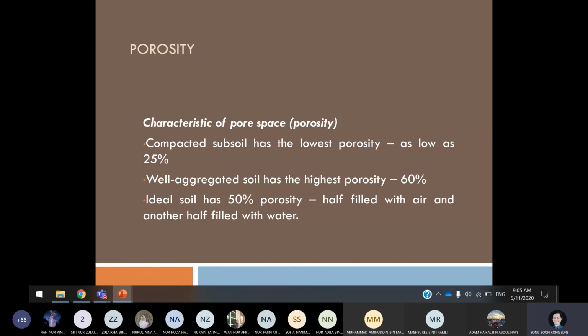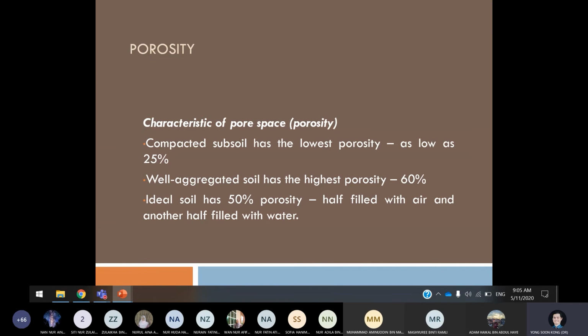Wait, correction. It's not 90% organic matter. It's 30 to 50% organic matter. So if you have peat soil with that much organic matter, they will tend to absorb a lot of water. So how much water can they absorb? 90% on a weight basis, which means that if it translates into porosity, it's also close to 90% porosity. So it can get that high.